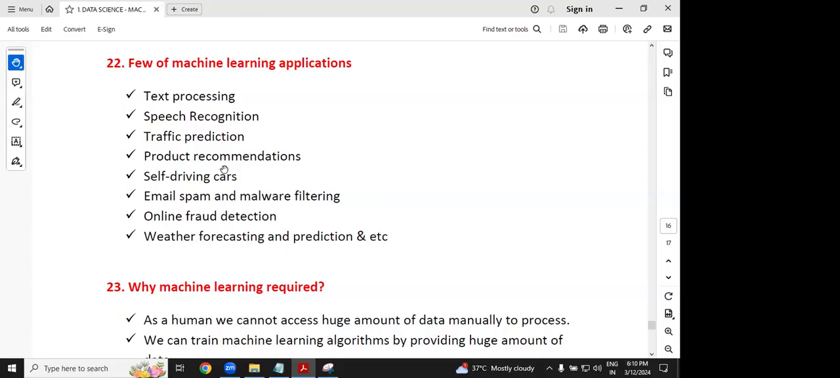Product recommendations. I hope you know self-driving cars, email spam and malware filtering, online fraud detection, weather forecast and prediction. These are all examples. Read everyone.